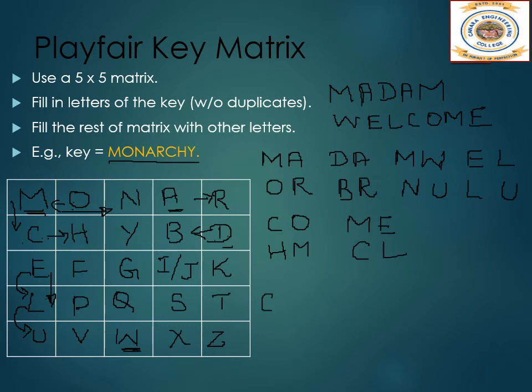So the cipher text is going to be O R B R N U L U H M C L. This is the cipher text. Okay, let me take one more example for your better understanding.